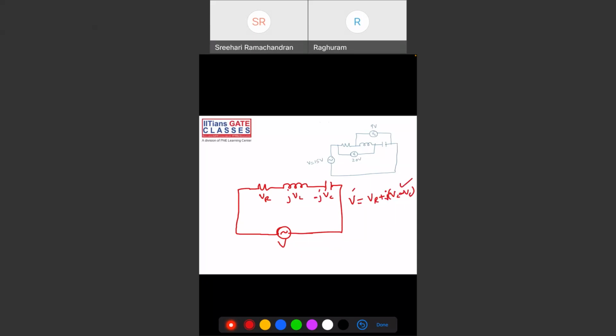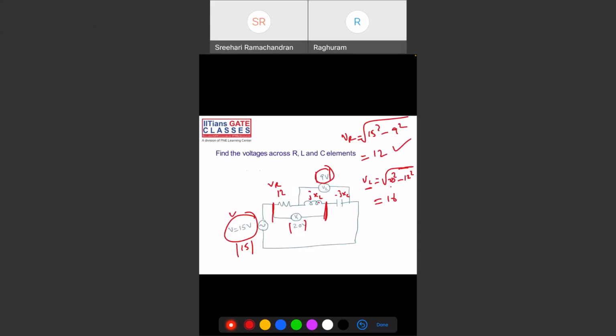I know V. Can I find VR? Yes, that's what I did. VR is the square root of 15 squared minus 9 squared. 15 is the total, VL minus VC is 9, so it is 12. And again, VL squared is 20 squared minus 12 squared. It is 16 volts. And VC will be directly 9 minus VL.